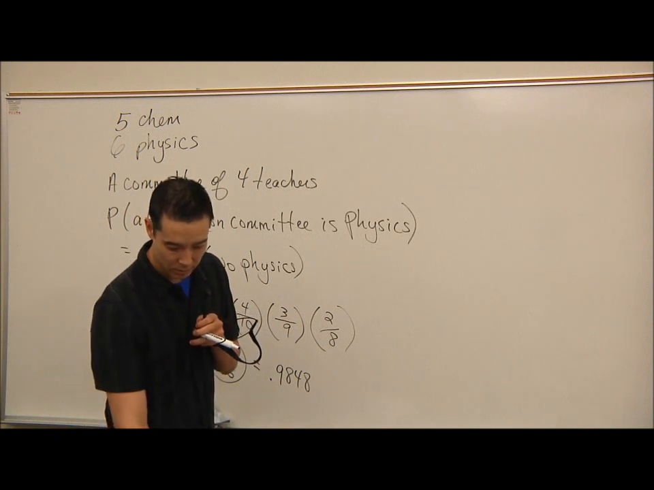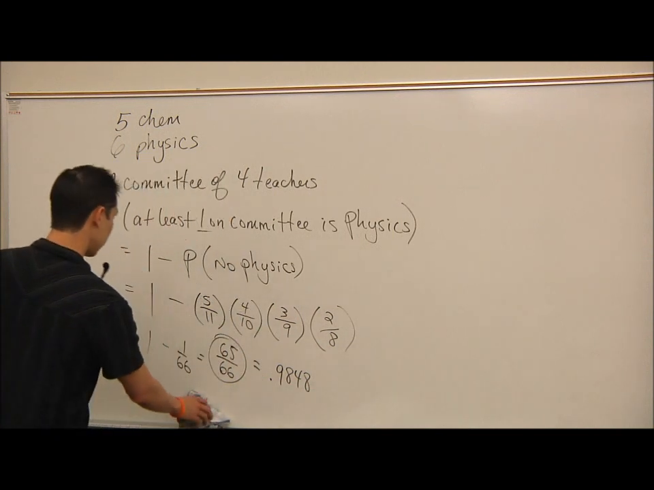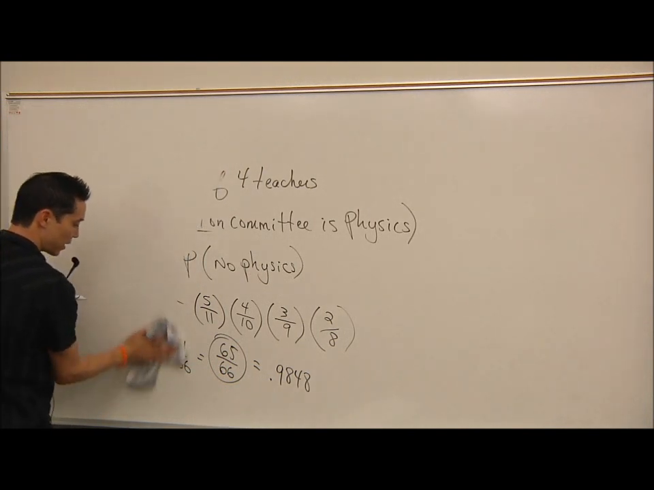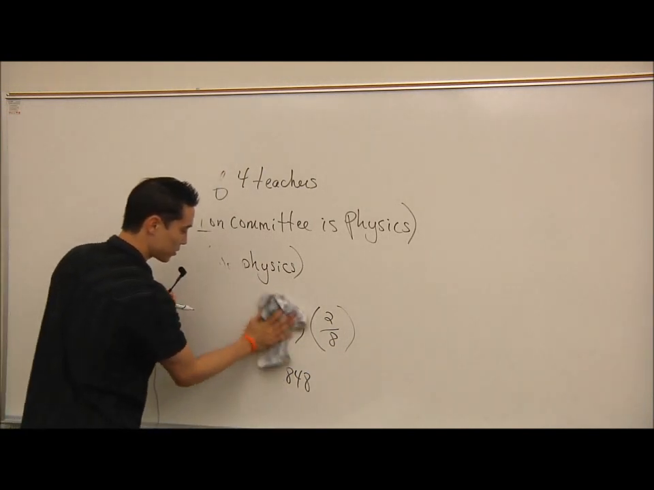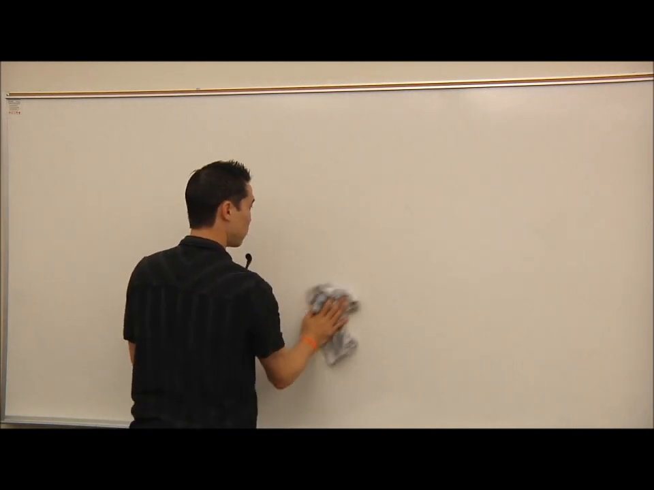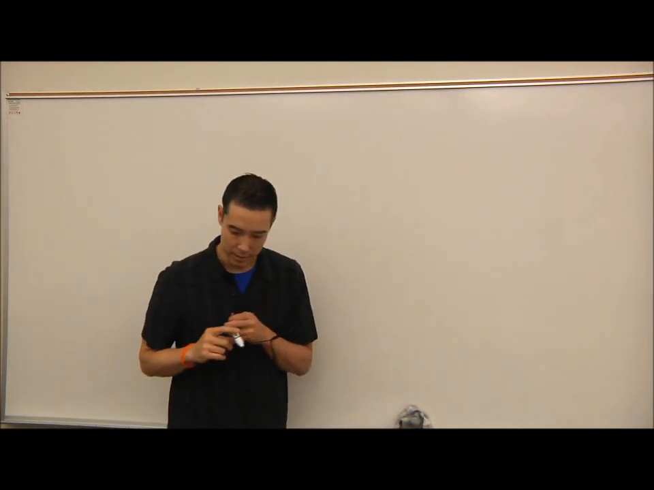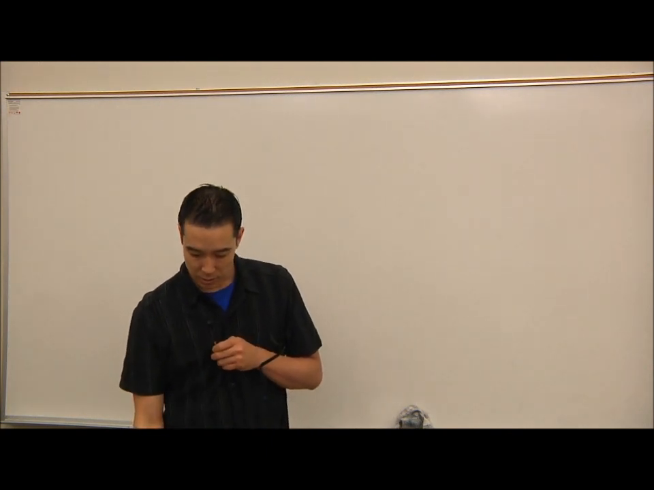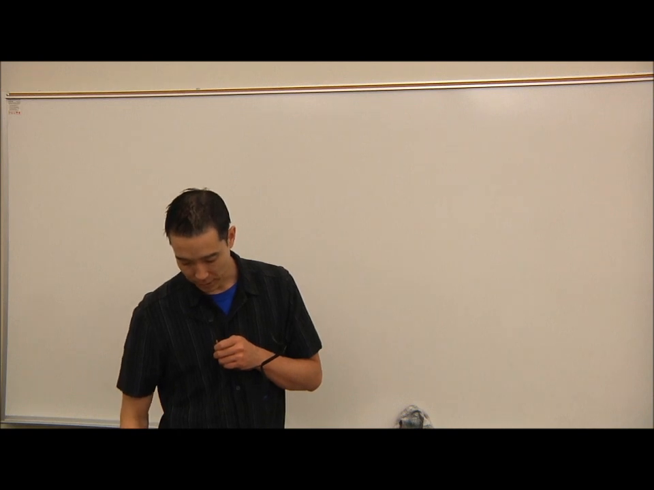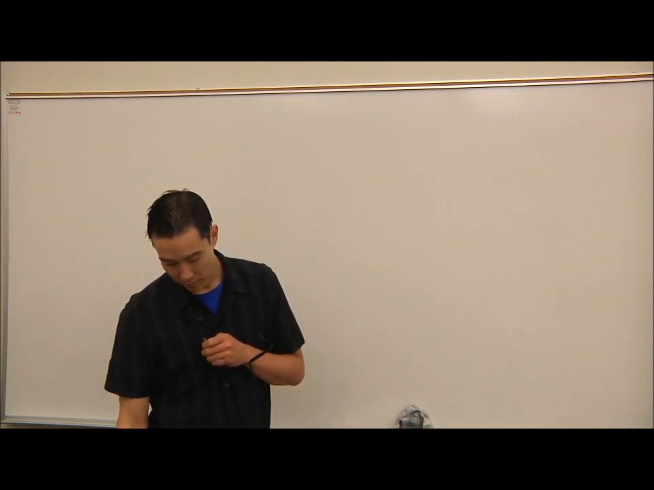We're going to end on something really simple. Sometimes they give you data from a table, and then they can ask conditional probability questions from the table. And it's really easy. For example, let's take a look at this. 80 students in a school cafeteria were asked if they favor a ban on smoking in the cafeteria. And these are the results.